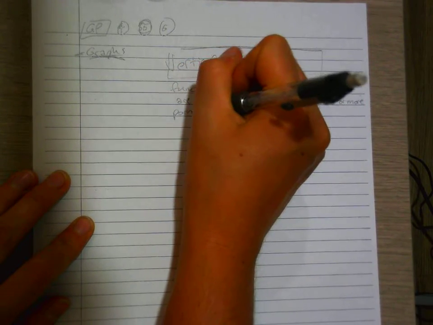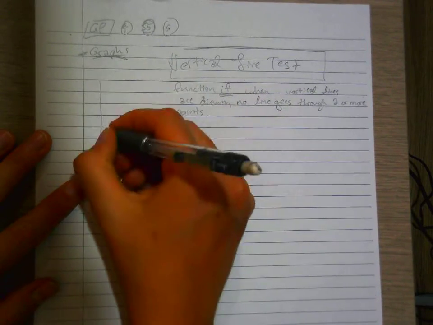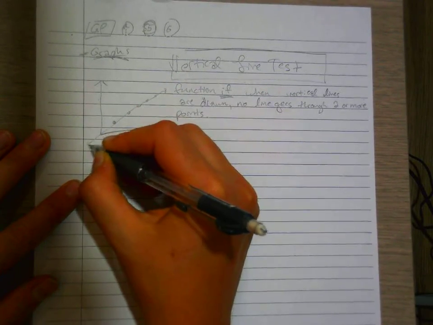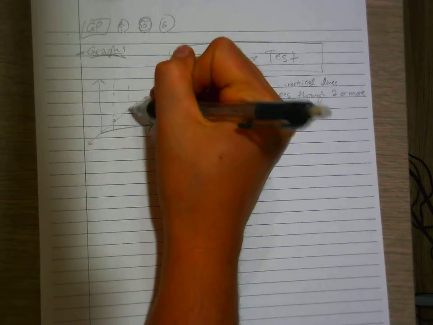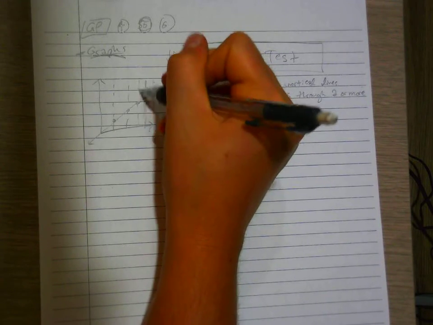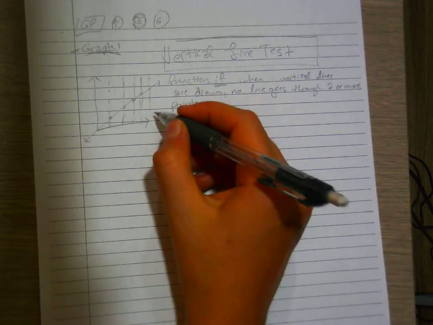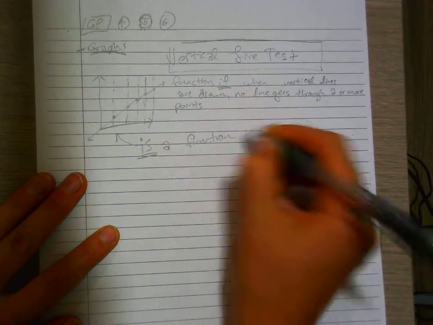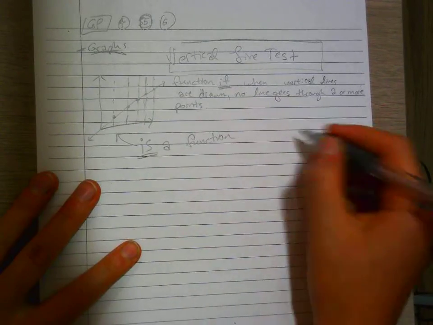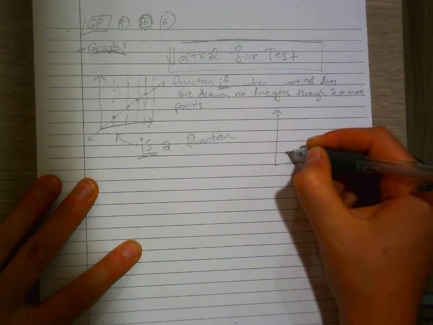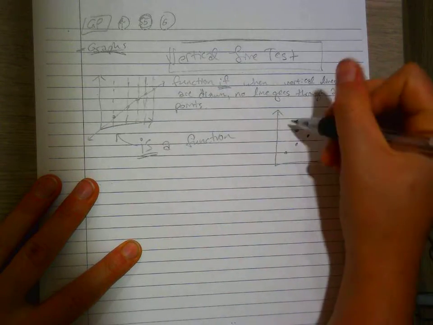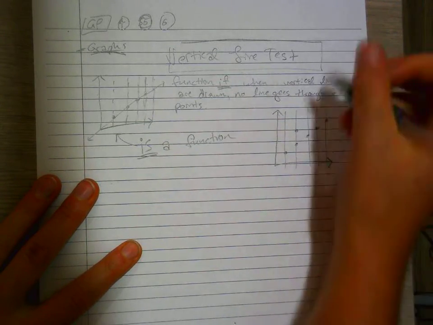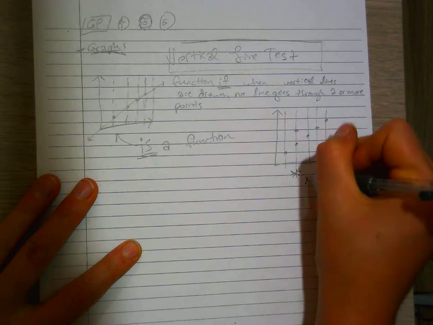So if we have a graph like this, and our line is coming this way, I could draw a line here, here, here, here, here. None of my lines that I drew went through more than one point. So this passes the vertical line test. This is a function. Now, if I were to draw one that looked like this, and when I draw vertical lines, it passes through multiple points, this one is not a function.